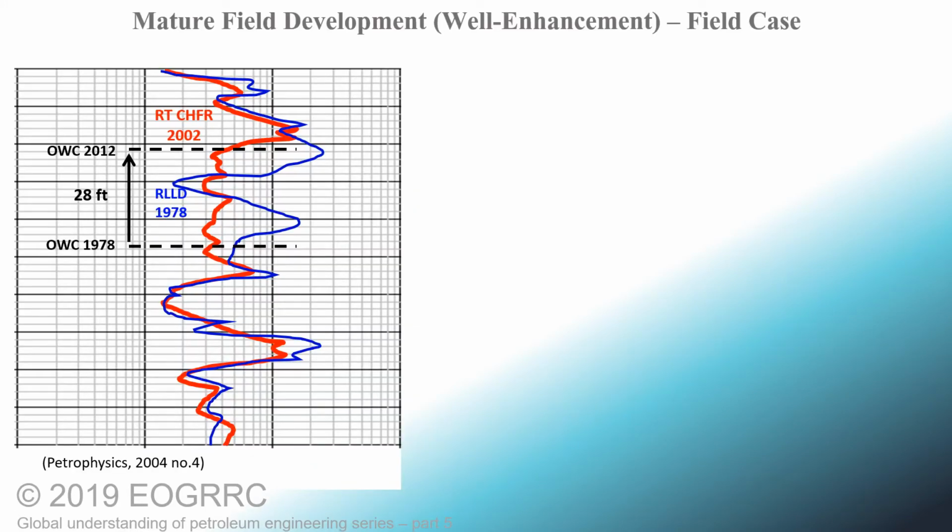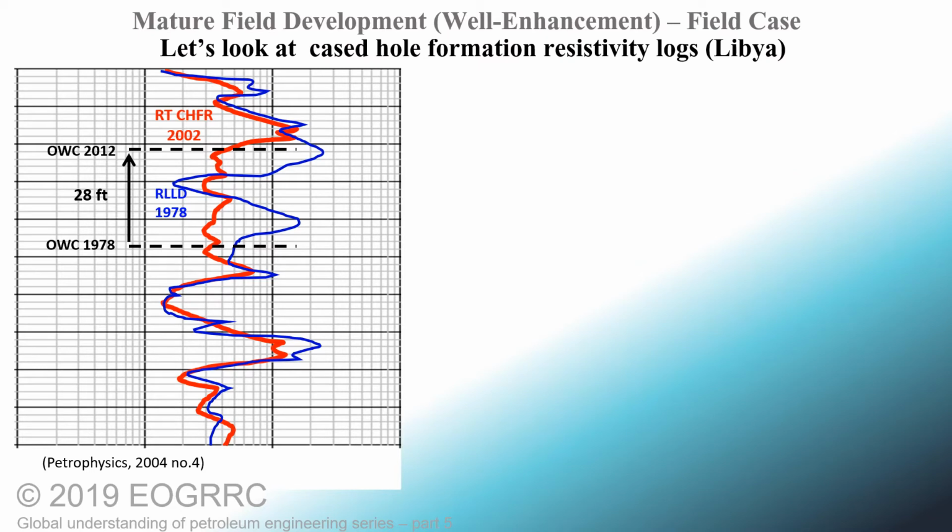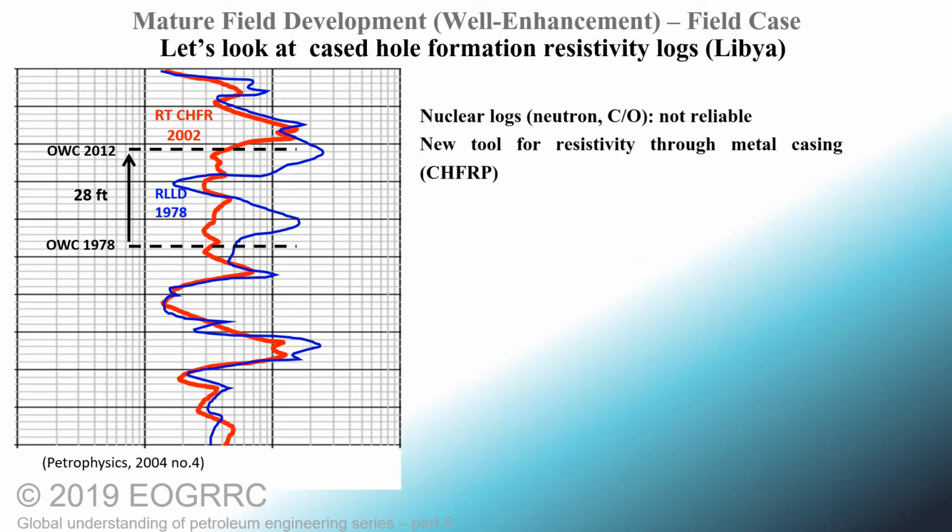Here is a case in Libya. For reservoir evaluations, the traditional logging techniques could not yield dependable answers, and therefore, there was a need to use a different logging measurement method. A new tool called CHFRP was applied for deep formation resistivity logging through metal casing. Then they could obtain the accurate reservoir monitoring results from the cased hole formation resistivity log.